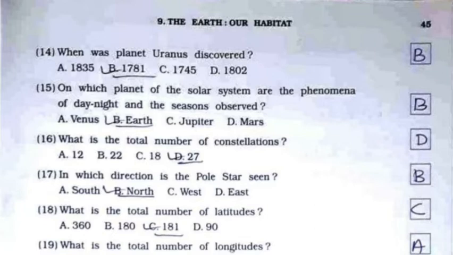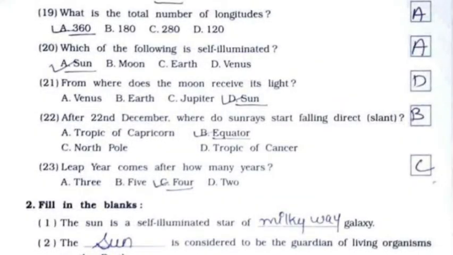18. What is the total number of latitudes? It's option number C, 181. 19th, what is the total number of longitudes? It's option number A, 360. 20. Which of the following is self-illuminated? It's option number A, sun.